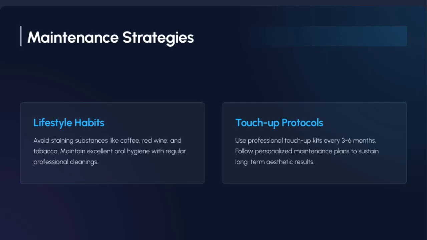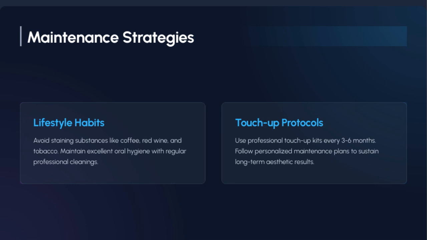Now, to maintain those stunning results, it's important to use professional touch-up kits every 3 to 6 months. This helps to keep your smile looking its best over the long term. Remember, following a personalized maintenance plan is key to sustaining those aesthetic benefits we've worked so hard to achieve.